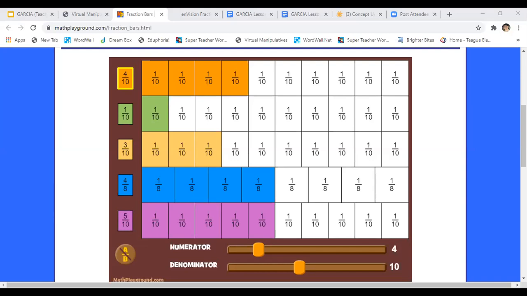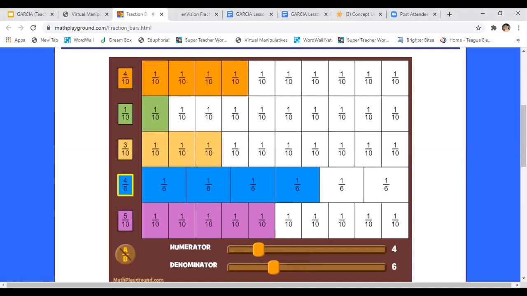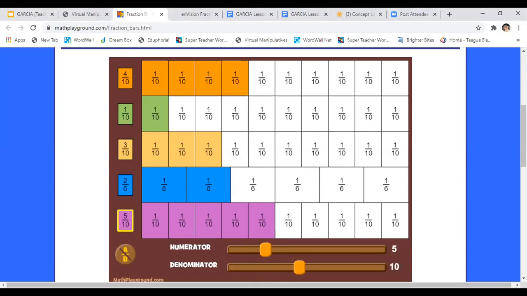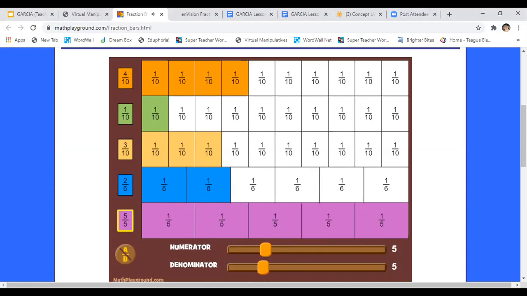So here I go. I'm going to click the first one, and I'm going to make it into 6. I need only 2 of them, so that is 2/6. I'm going to click on the bottom one, and I need thirds in this case. 2 of them is what I need. So there it goes. Now, what do you think? I've got 2/6 up here, and I've got 2/3 down here.